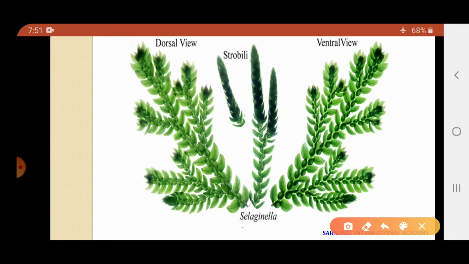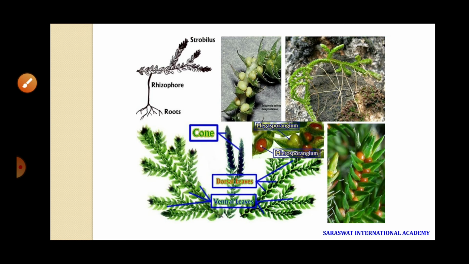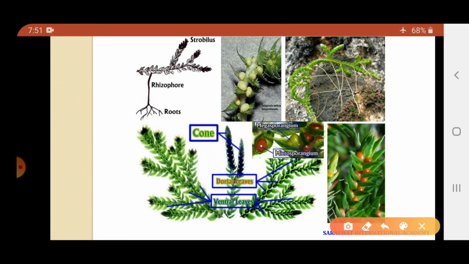Now see students, this is again Selaginella. You can see its dorsal view, this is its ventral view. You can see the difference, and these are its cone, or you can say strobili. Now see students, again the same thing. These are the dorsal view, ventral view. You can see the megasporangium. This is the microsporangium. Okay, and see these are the sporangiums.